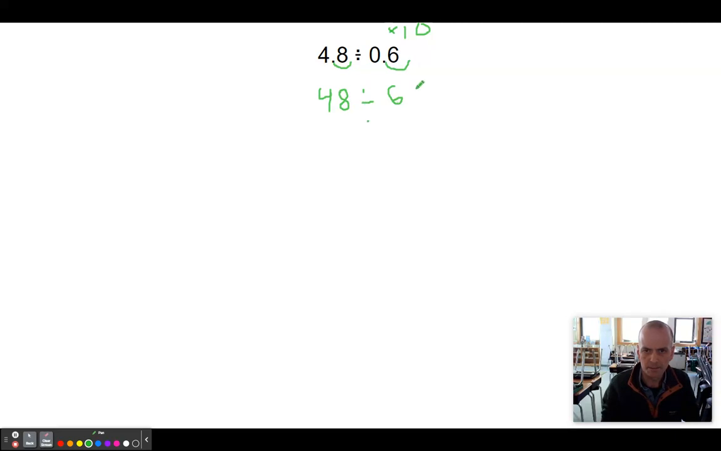divided by 6. And simply, however many places you have to move it in this number to make no decimal, you move it that many places in the second number. So you don't even have to know you're multiplying it by 10, but that's what you're doing. You're multiplying the whole problem by the same multiple of 10 to get rid of the decimal in that number. So 48 divided by 6 is 8, which means 4.8 divided by 0.6 is 8.